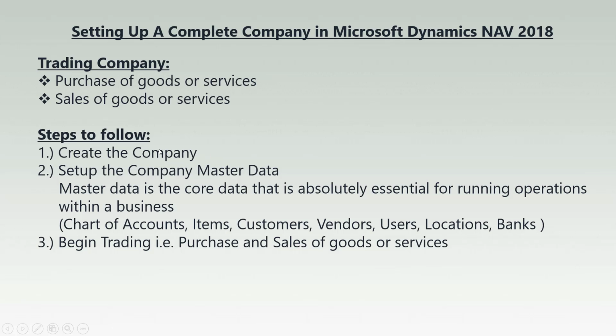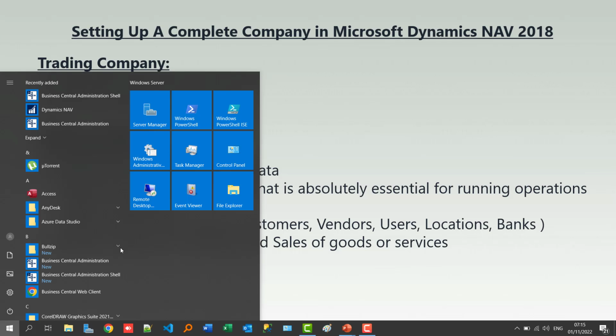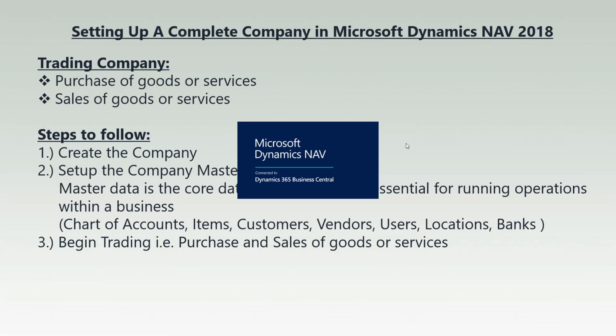We'll first of all set up the company, then we are going to set up the company master data. Master data basically is the data that is absolutely essential for running operations within a business. Examples of master data include chart of accounts, items, customers, vendors, users, locations, and banks. After we set up all that, then we can begin trading, that is purchasing and selling of goods or services. So without further ado, I'm going to open the system.